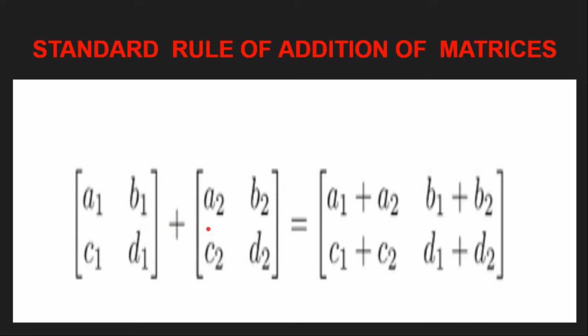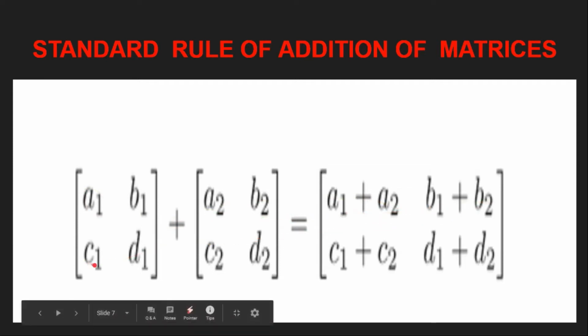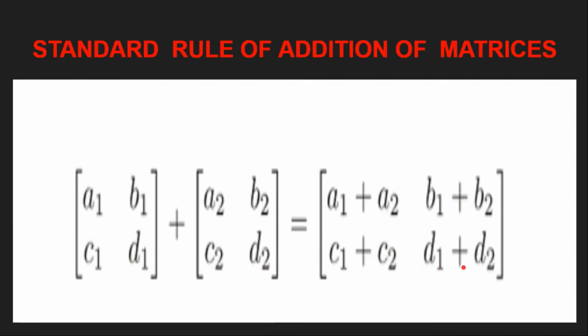So what you will do, it's very simple. The corresponding elements of a1 and a2, just add them. After that you will get a1 plus a2. The corresponding elements of b1 and b2, just add them, you are getting this. After adding the corresponding elements c1 and c2, you are getting this, and in the end you are getting this. So this was all about the standard rule of addition of matrices.